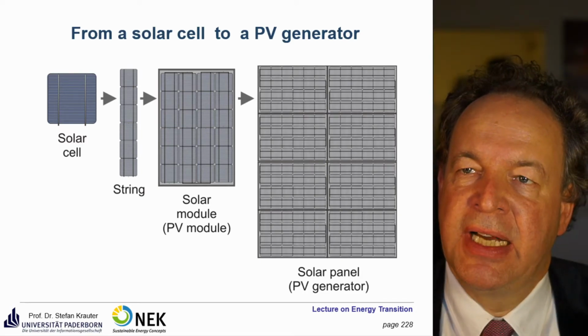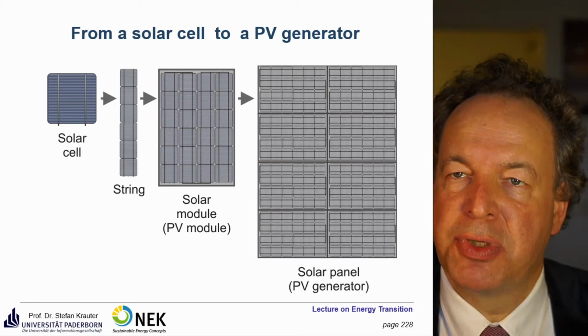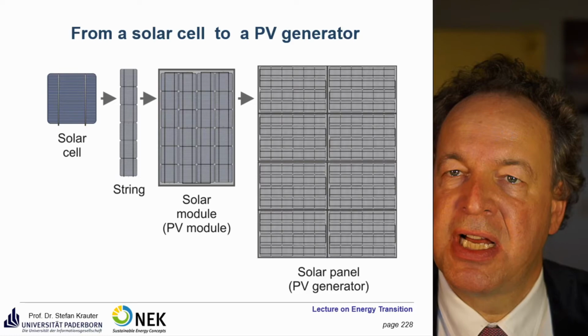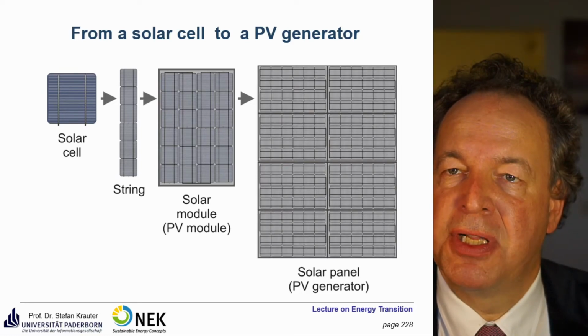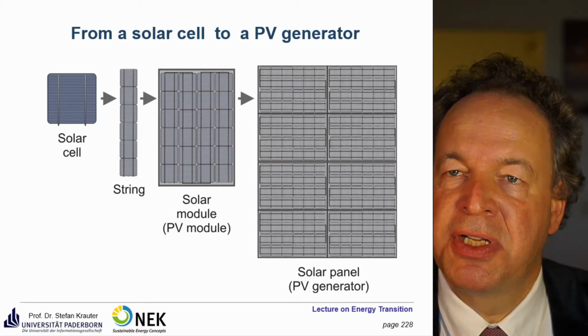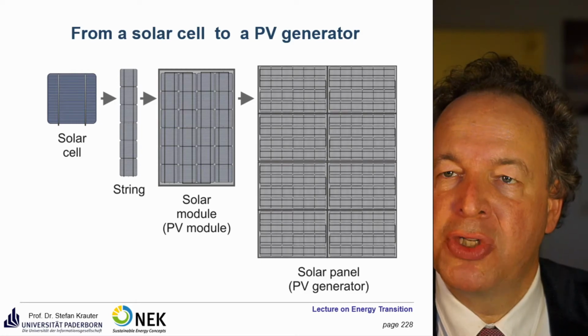Then you interconnect the different cells into a string to increase the voltage, which was quite low, as we know. A solar cell is in the vicinity of 0.6 volts, but 0.6 volts is practically unusable. So you increase the voltage to 42 volts in the string and solar module.